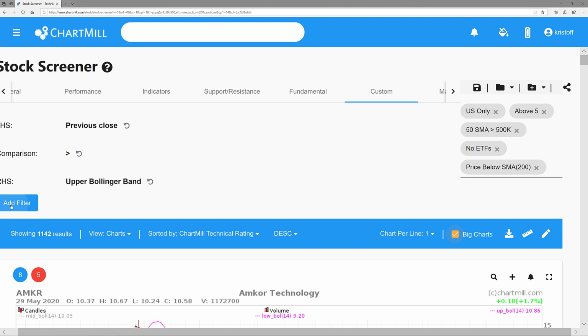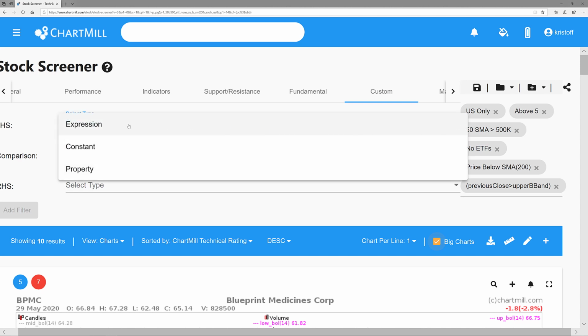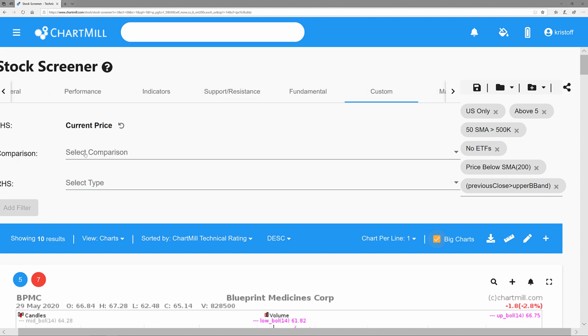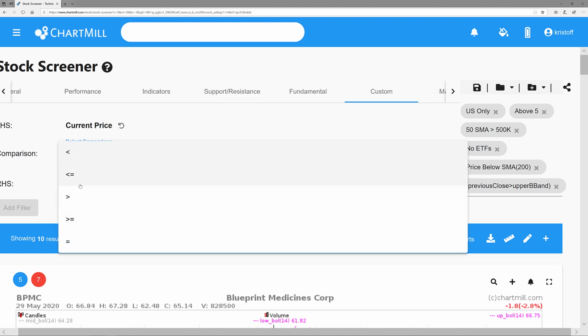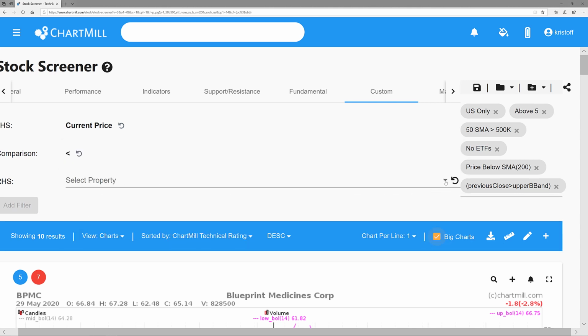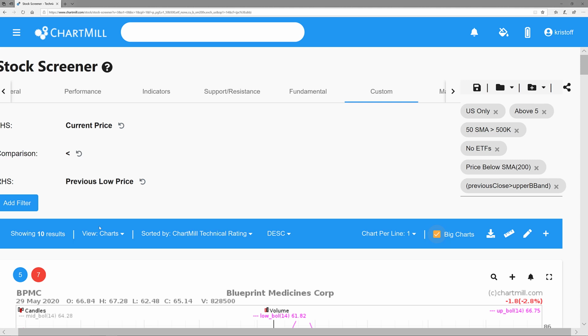Add filter. The next custom filter again defines the reversal sign. So the current price has to be lower than the previous low price. Add filter.